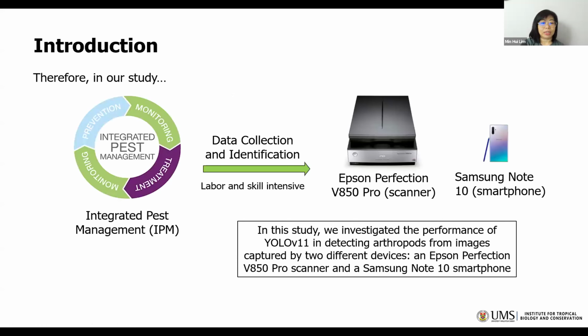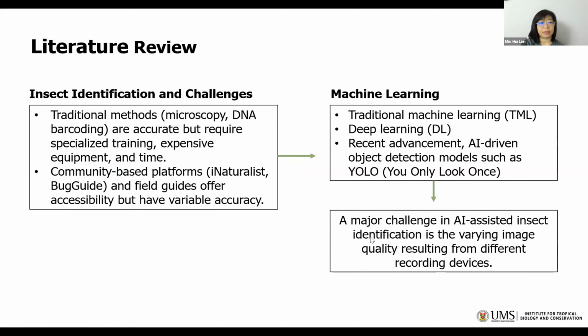So therefore, in our study in IPM, we have this data collection, and for the image acquisition, we are using a scanner and a smartphone for comparison. In this study, we investigated the performance of YOLO version 11 to detect arthropods, which are insects, for the images we have captured with both devices.